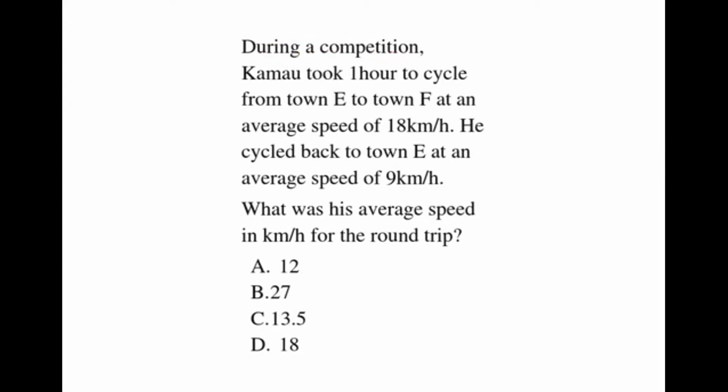During our competition, Kamau took 1 hour to cycle from town E to town F at an average speed of 18 kilometers per hour. He cycled back to town E at an average speed of 9 kilometers per hour. What was his average speed in kilometers per hour for the round trip? Solution.